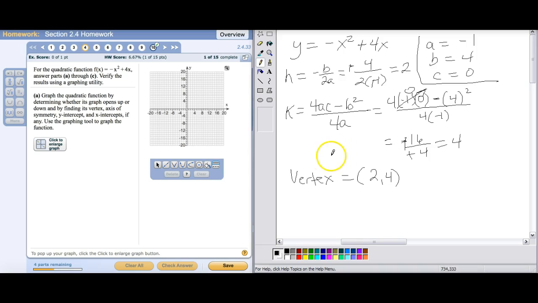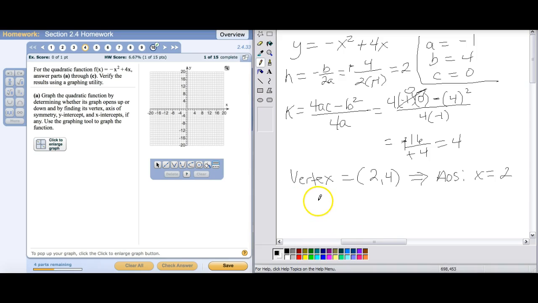And so what we can do now is we need at least one other point to be able to graph this particular parabola according to the graphing tool that we have. Since we know that our vertex is the point 2, 4, our axis of symmetry is also x equals 2, because it's just x equals whatever the x coordinate is. So we can pick a point either above or below the x value for the axis of symmetry to figure out another point.